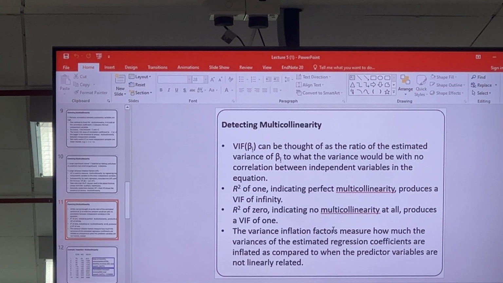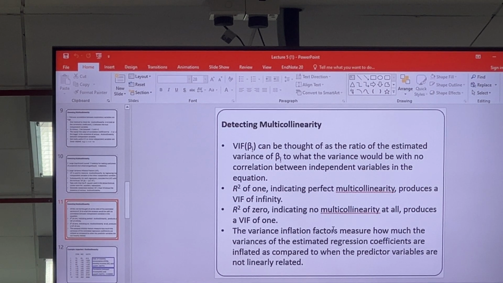So the variance inflation factor measures how much the variances of the estimated regression coefficients are inflated as compared to when the predictor variables are not linearly related. So it gives an indication, or just an estimate, of how much the variance of the estimator increases or inflates as compared to if there is no multicollinearity problem.